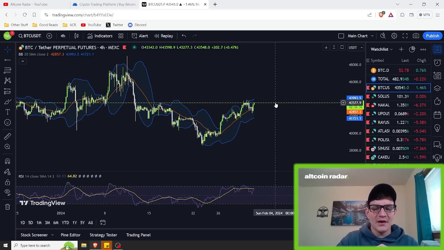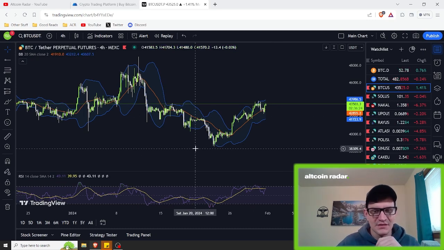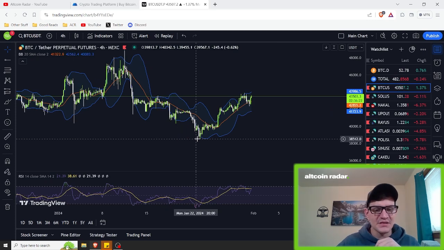For example, if the price breaks below the lower band and the RSI is below 30, it may suggest strong selling pressure, which could be optimal for selling, okay? Let me show you an example of how I would do this in this situation, okay? As far as a breakout is concerned.